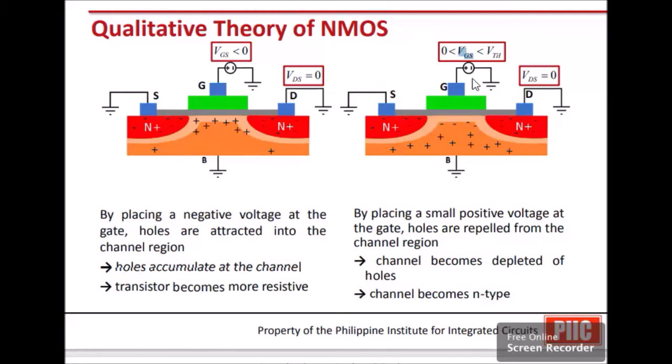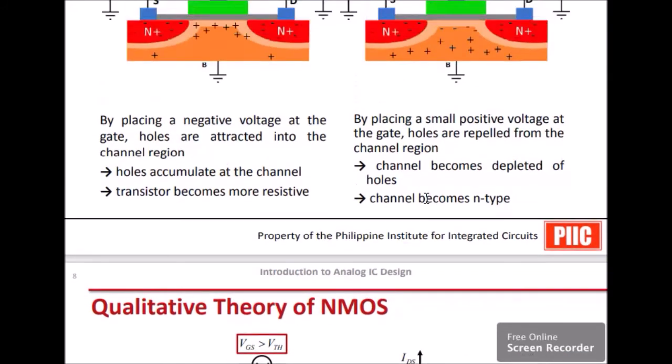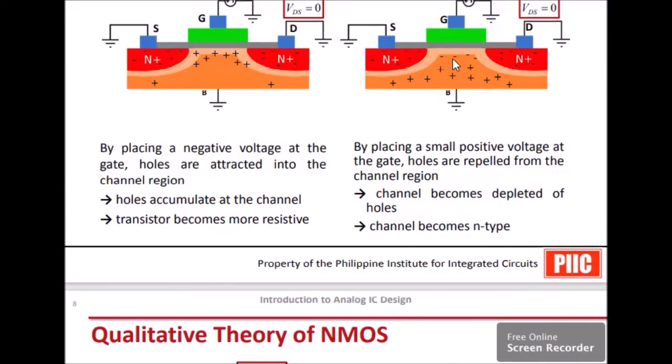Now, what if lagyan natin ng positive, lagyan din natin ng VGS which is greater than VTH? What will happen? Ito po yung mangyayari. Okay? So, notice niyo po itong kanina, itong mga electrons dito sa ating substrate.